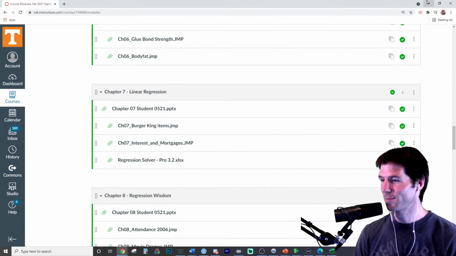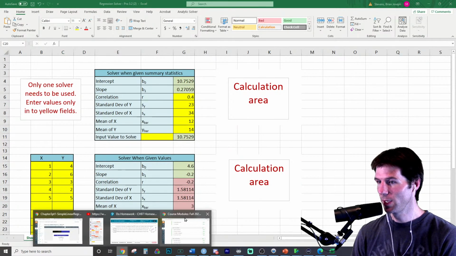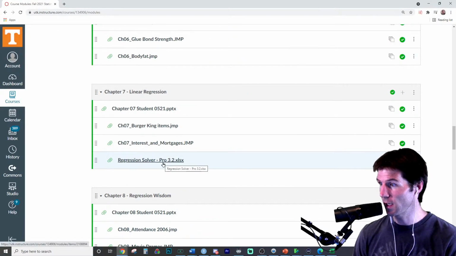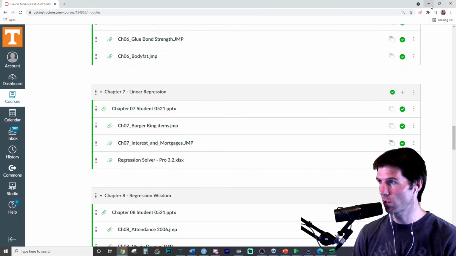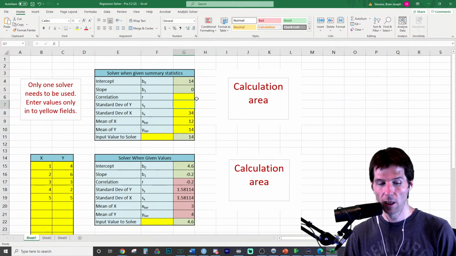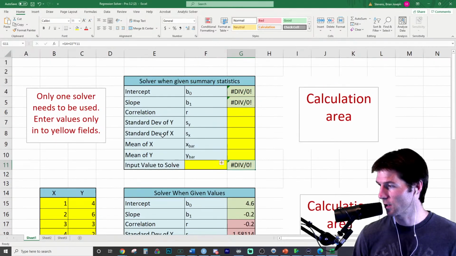Nope. Different thing. So this is the Regression Solver Pro. Make sure to download it. It's going to make your life a lot easier. And these are questions we would not ask on the test. So we're not going to ask you to solve using these values like the correlation, the standard deviation of y, the standard deviation of x, the mean of x, and the mean of y. We're not going to have you calculate things on the test.